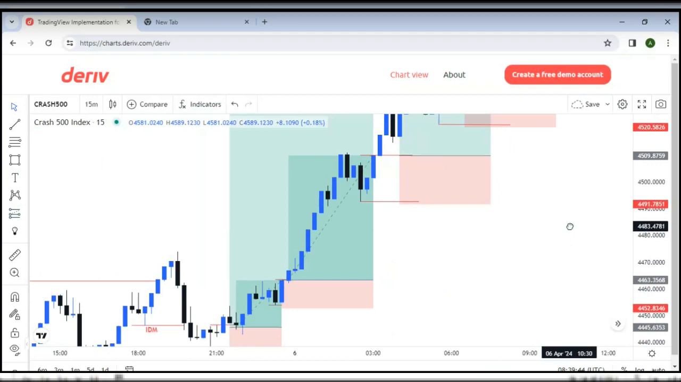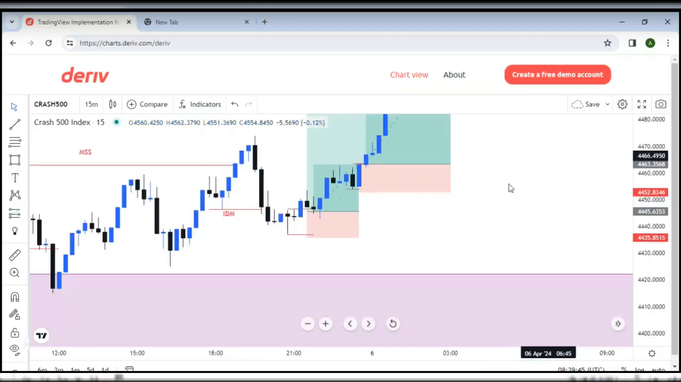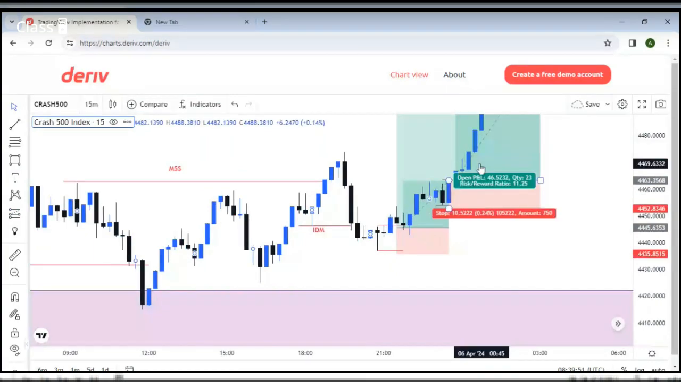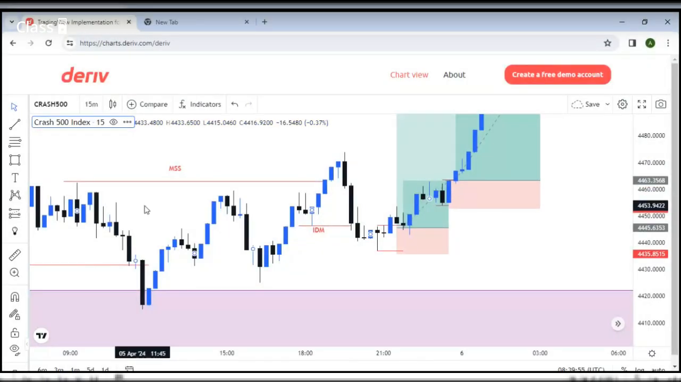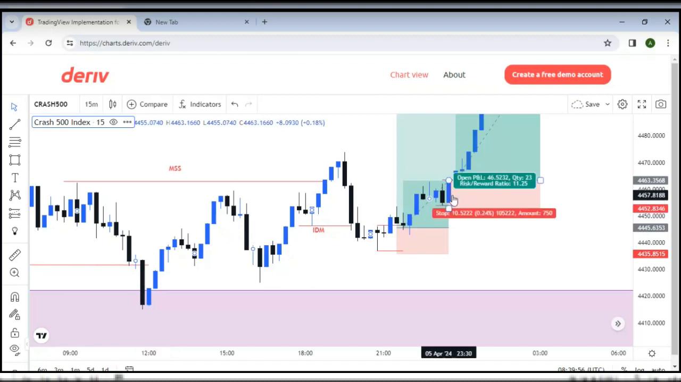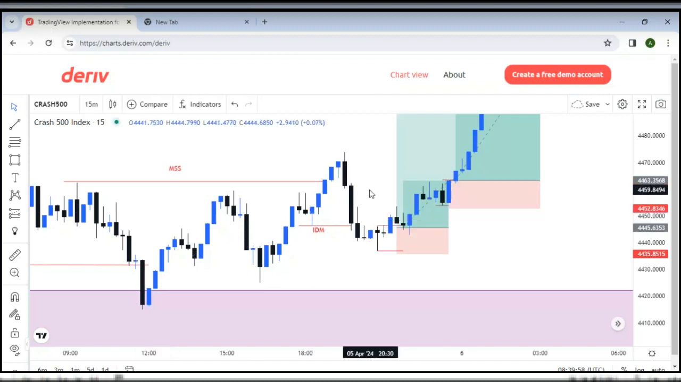But make sure that this market shift actually happens before you start doing all this. If this market structure shift did not happen, don't do this. Don't try this anywhere. So that's just that. If you want to know this, just go to my video on structure. You're going to see this.